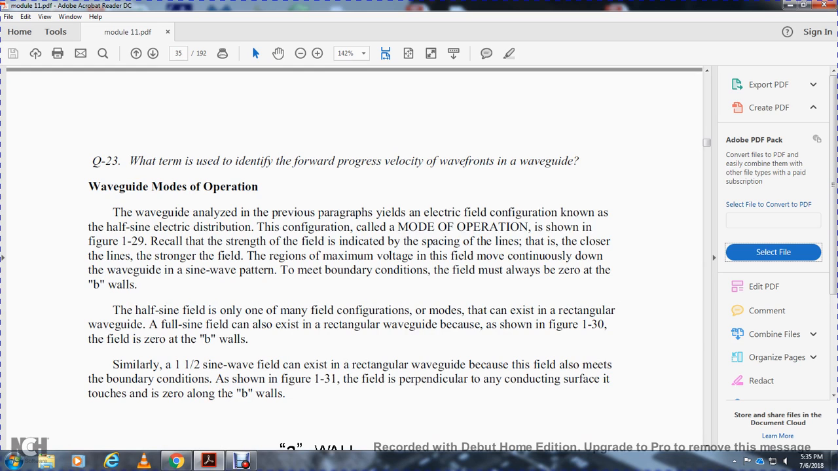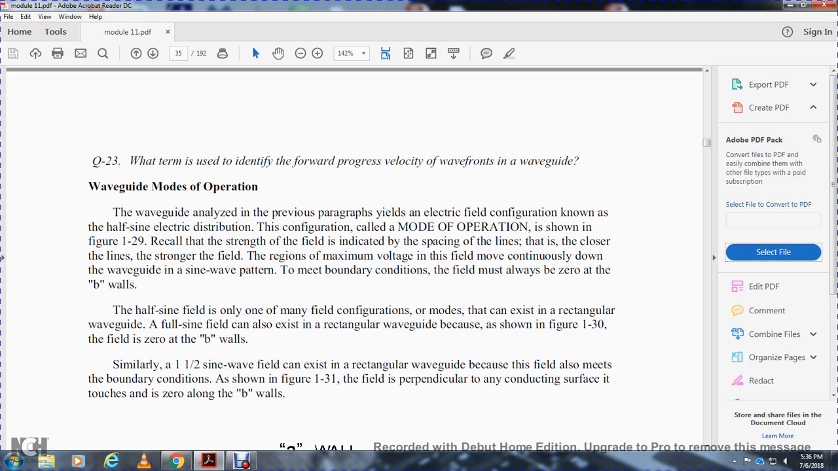Shown in figure 129, recall that the strength of the field is indicated by the spacing of the lines. The closer the lines, the stronger the field. The regions of maximum voltage field move continuously down the waveguide in a sine wave pattern to meet the boundary condition. The field must also be zero at the B walls.